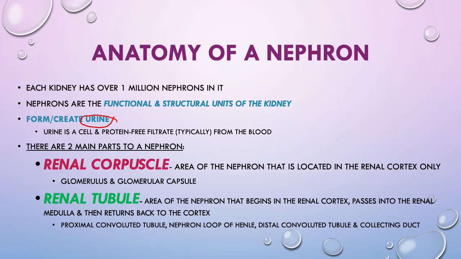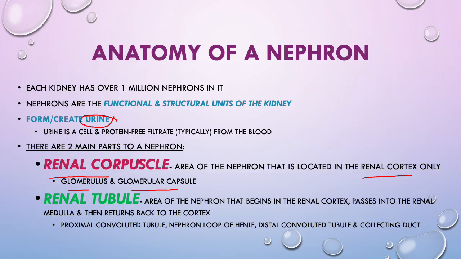So the main parts of the nephron: we have the renal corpuscle, which is that area where we see all the convoluted capillaries where things are getting filtrated, okay? This one is located where? In the renal cortex, okay? And we're talking about the glomerulus and the glomerular capsule, also known as the Bowman's capsule, okay?